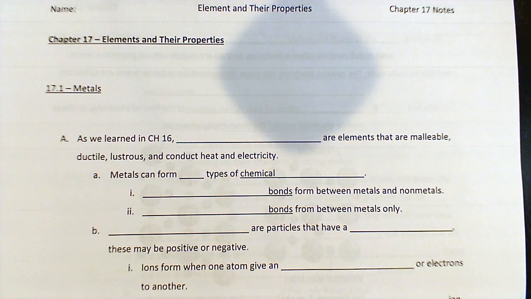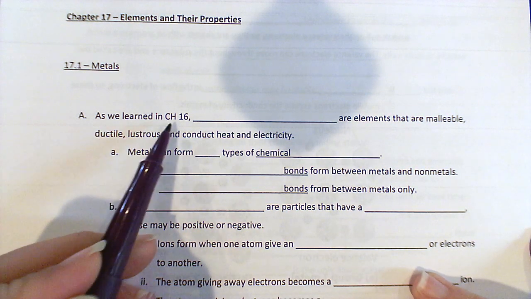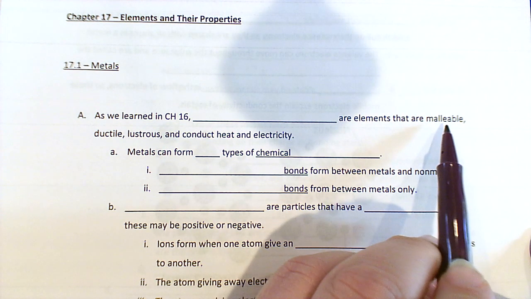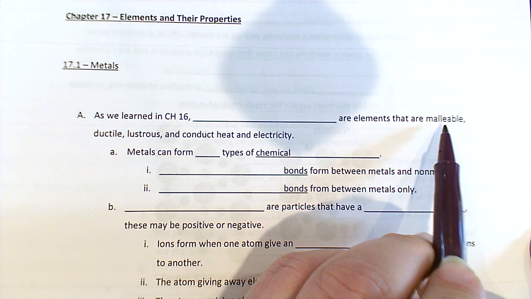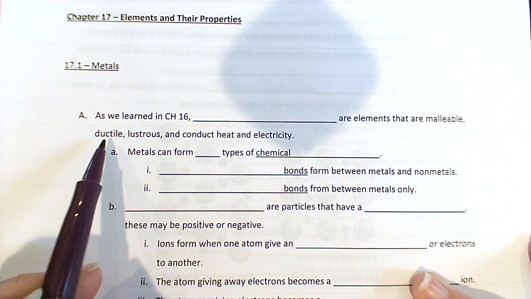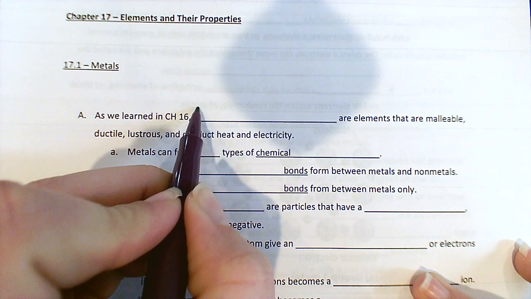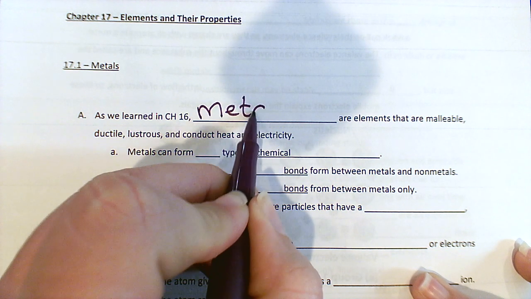Hey guys, we're starting chapter 17. Some of this is going to be reviewed from chapter 16, but we're going to be applying it in a slightly different way. So here we go. As we learned in chapter 16, what do we call things that are malleable? Remember, that means they can be hammered and shaped. Ductile, they can be stretched out into wires. Lustrous, they're shiny and conduct heat and electricity. Well, those are our metals.